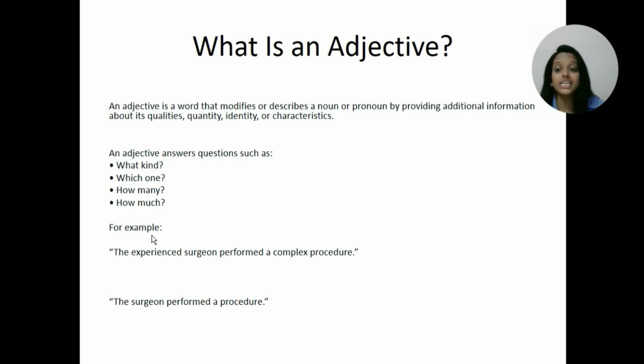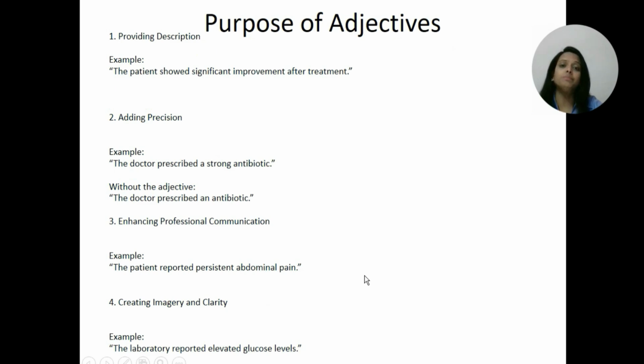So here, experienced describes the surgeon, right? Complex describes the procedure. Adjectives allow us to add precision to our communication. Without adjectives, the sentence becomes: the surgeon performed a procedure. Technically correct, but informationally weak, isn't it? So let me tell you the purpose of adjectives.